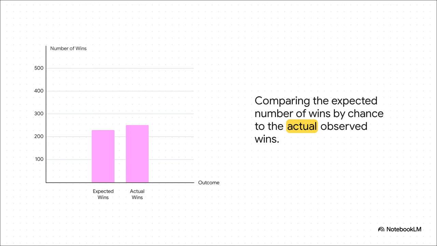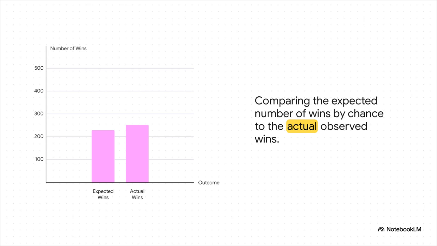So let's start with a picture. If winning the coin toss were pure random chance, that 0.5 probability we talked about, then out of 460 games, we would expect the winner to win 230 times. That's our baseline. But what we actually saw was 252 wins. You can see the difference right there.